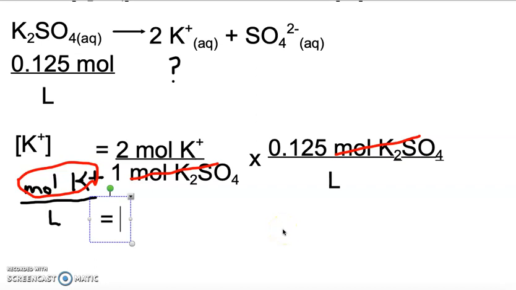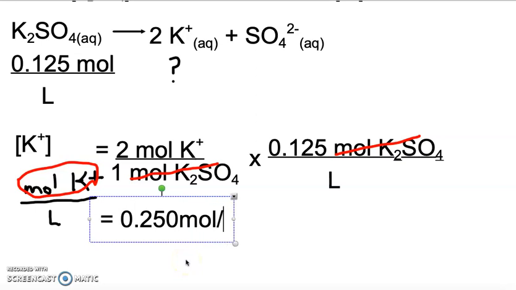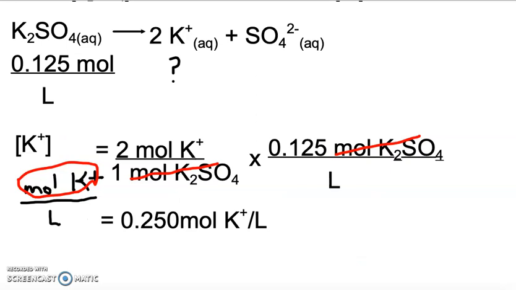Okay, so now when we go to calculate this, we're basically just going to do 2 times 0.125. We're going to get 0.25, and then we're going to put an additional 0 at the end for significant digits, because our one given number was 0.125, and so it had 3 significant digits, and that's going to be moles per liter. And if you want, you can specify that that is moles of K+ per liter, or you can just write it as moles per liter. Either way works, okay?